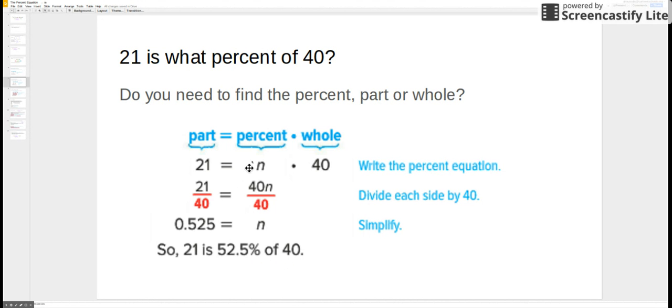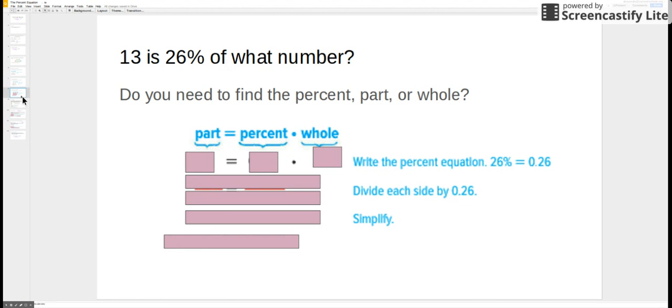So just make sure that when you put it in the equation, this is in decimal form right here. We solved for n as a decimal. If you move it 2 places to the left as a decimal form, you need to move it back 2 places to the right if you're changing it back to percent, okay?